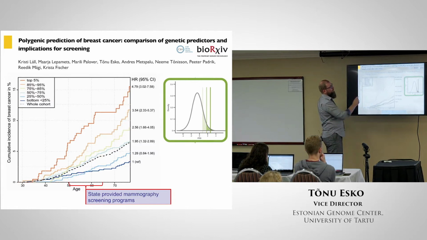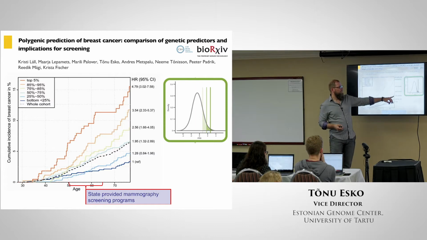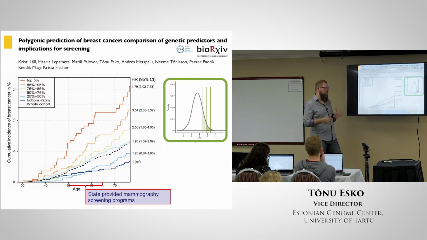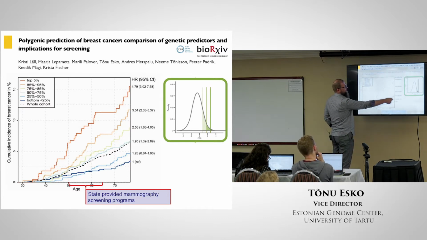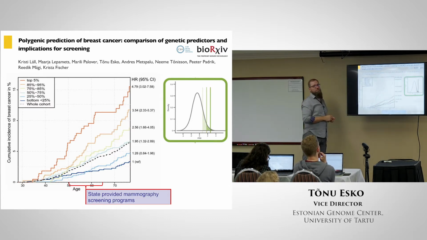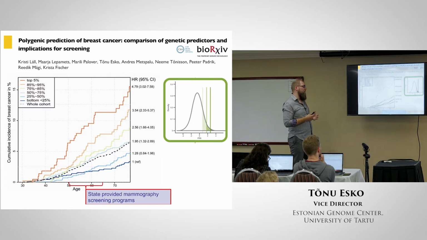So the red one is the top 3% of this distribution, and here we have the dotted line, which is the population average without considering any genetics, and the dark blue is the bottom 25% of the distribution. Now if you follow them through age, you can see that by age 70 or 75, 15% of the people with the highest polygenic risk score have developed breast cancer, or actually women.